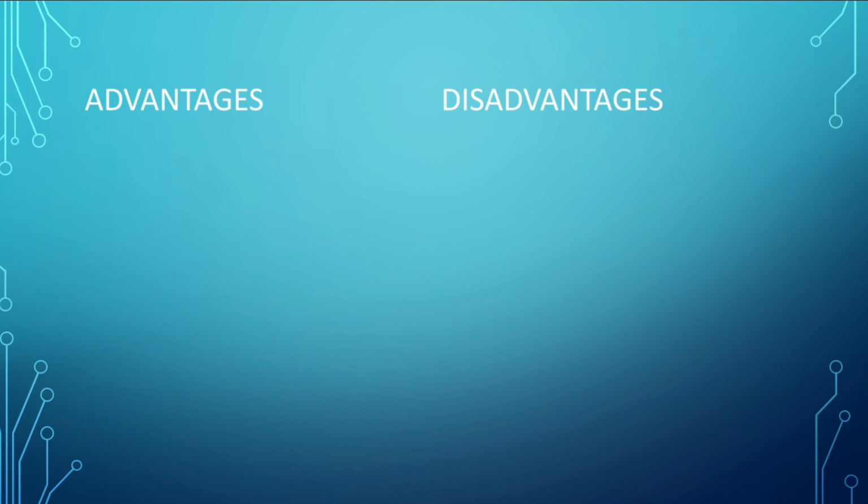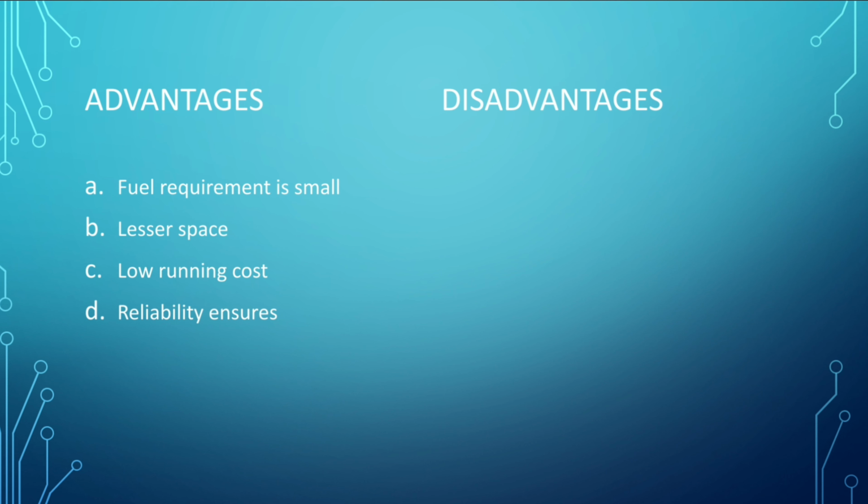Advantages and disadvantages of a nuclear power plant. The advantages of a nuclear power plant are: fuel requirement is small, and lesser space is required for erecting the nuclear power plant. Its running cost is low, as we have said that 2 kg of uranium equals 9,000 kg of high degree coal. Reliability. Generation of more electrical energy from a lesser amount of nuclear energy.